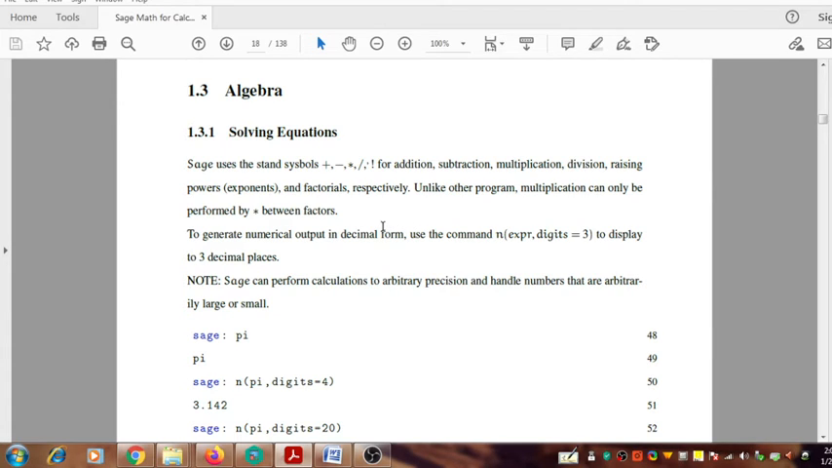SageMath uses the standard symbols: plus for addition, minus for subtraction, a star symbol for multiplication, forward slash for division, the caret symbol for exponentiation or power, and the exclamation symbol for factorials. These are the commonly used symbols.